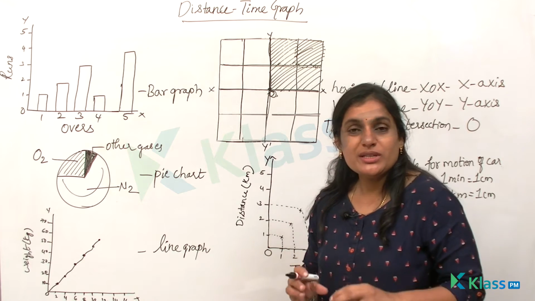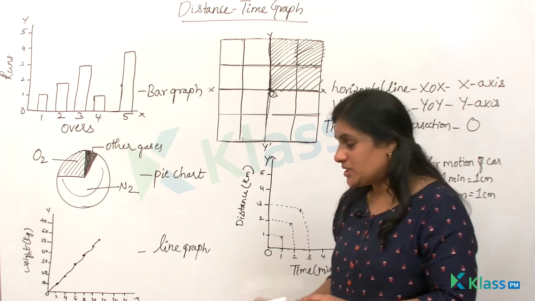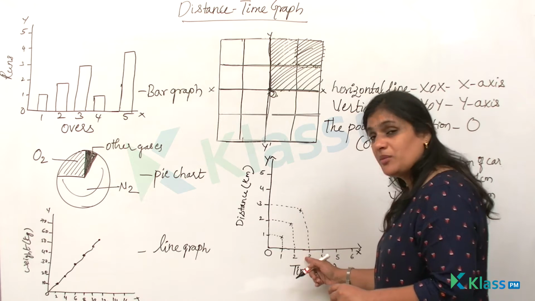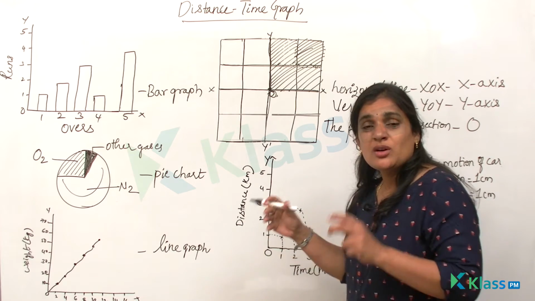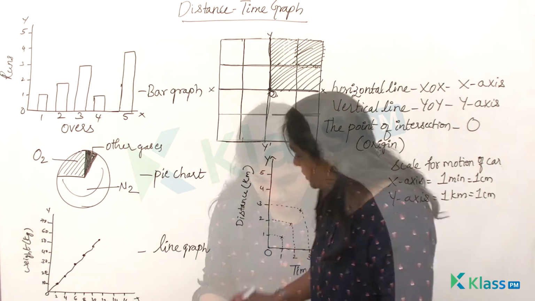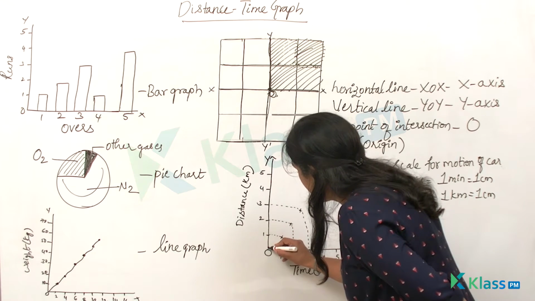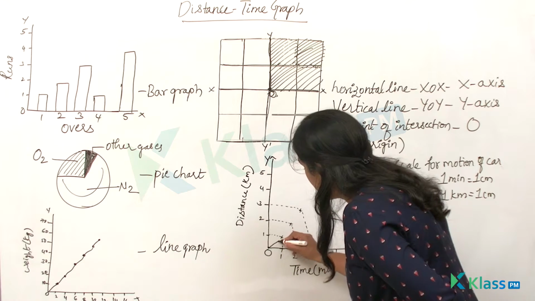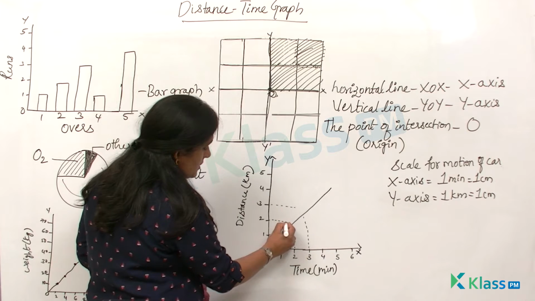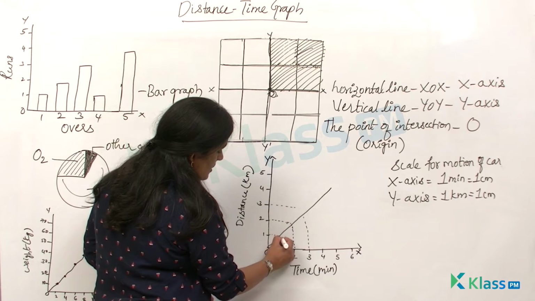So within 1 minute it is covering 1 kilometer, and in the next 1 minute it is covering another 1 kilometer, and in the next minute another 1 kilometer. What does this indicate? This indicates the car is moving with a constant speed. So when you join the points right from the beginning, the origin, you get a straight line.